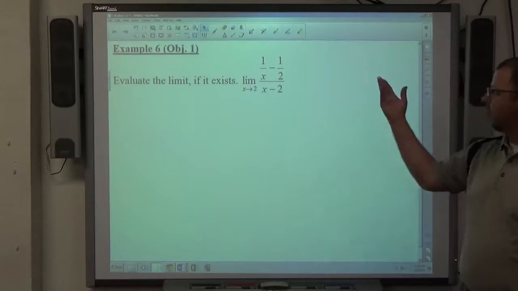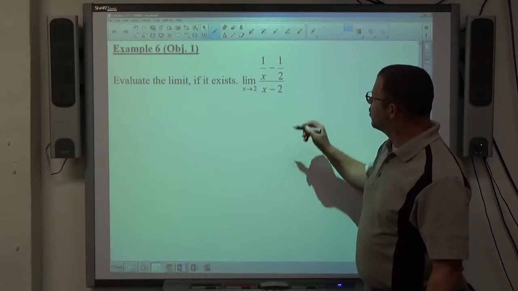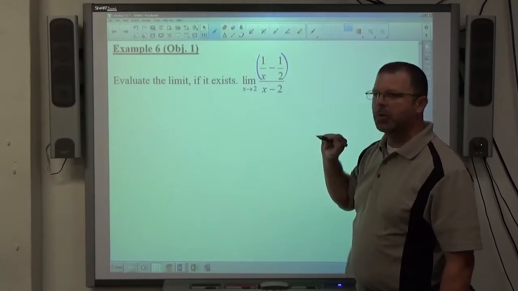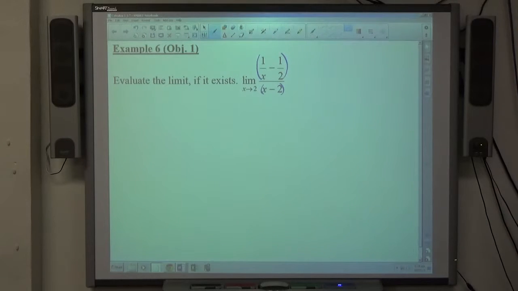Example 6, once again, evaluate the limit if it exists. Limit as x approaches 2 of 1 over x minus 1/2 over x minus 2. The structure here, hopefully you can see very clearly that all this stuff is on top. That's the numerator of the fraction. And that stuff's on the bottom. That's the denominator of the fraction.